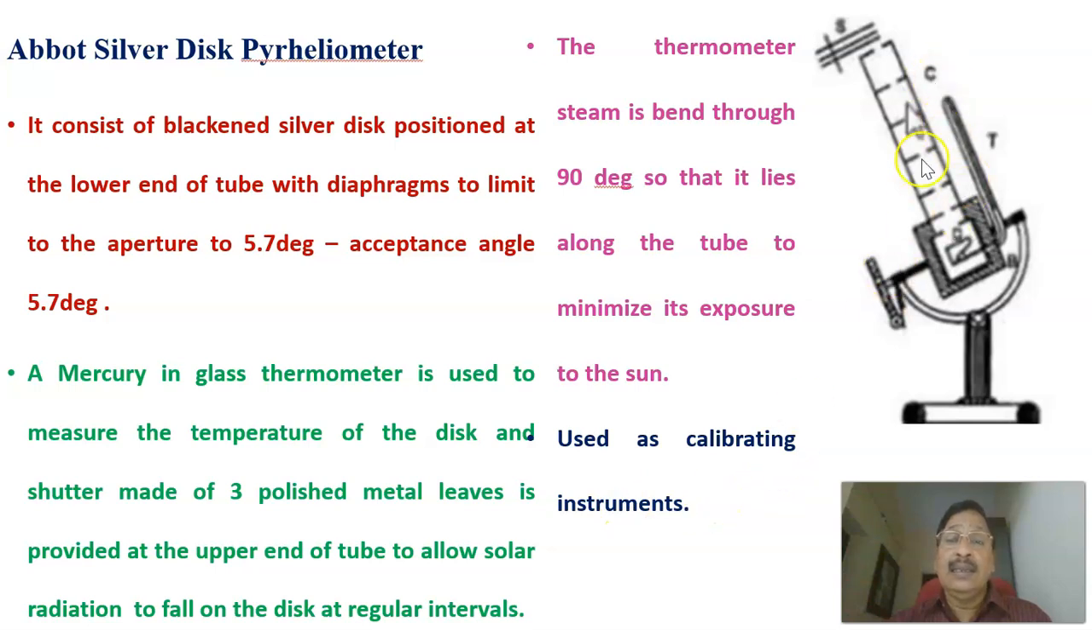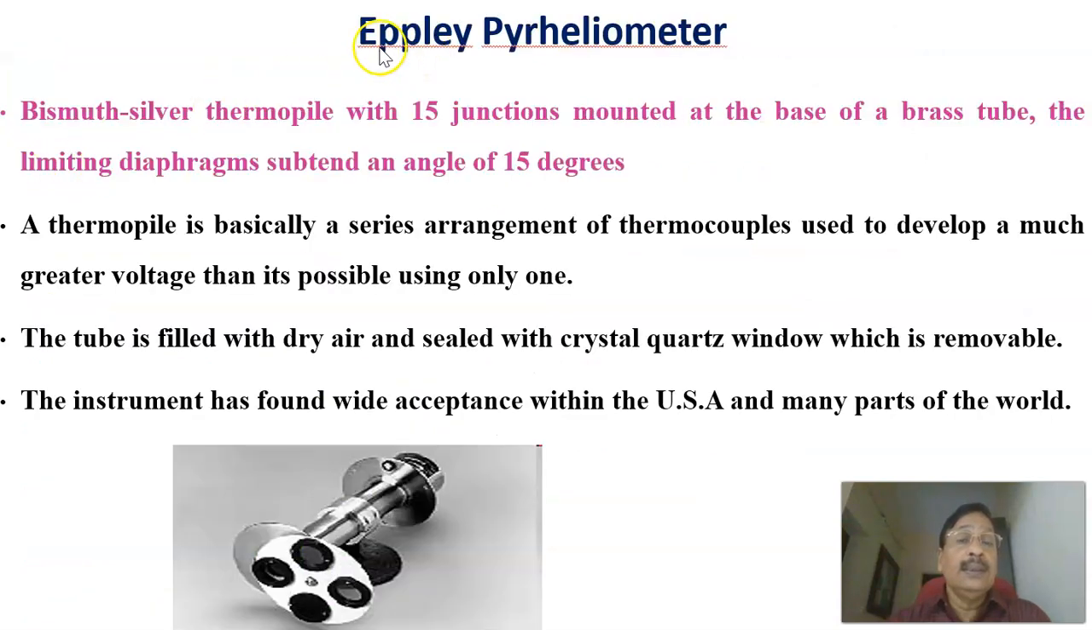It is highly sensitive, so this one can be used as a calibrating instrument. That is, the silver disc pyrheliometer can be used as a calibrating instrument to measure the direct radiation. Another one is the Eppley pyrheliometer.